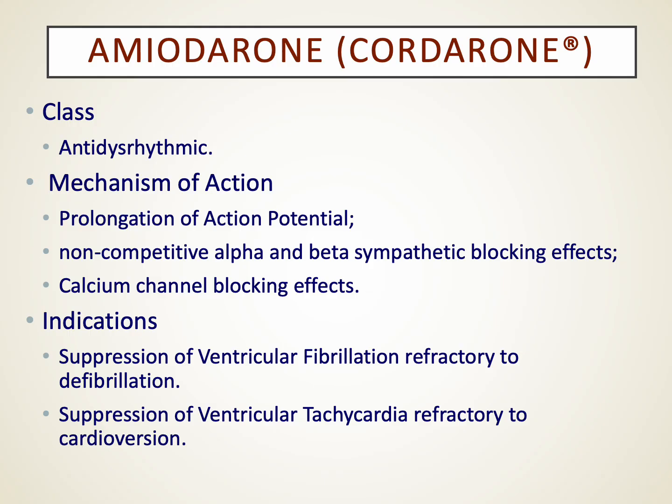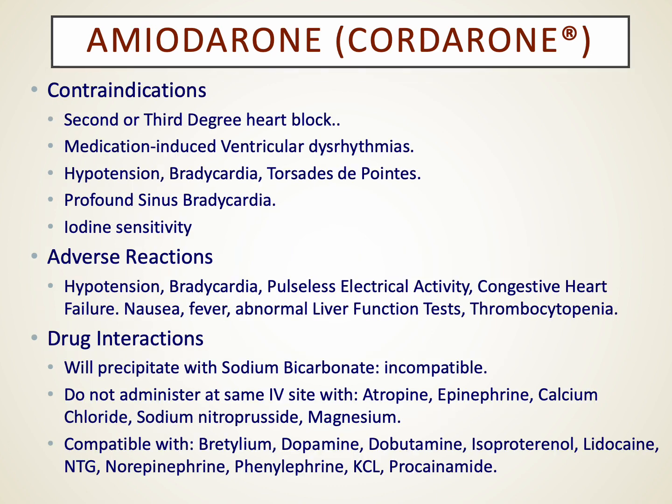So amiodarone is a pretty effective drug at affecting potassium, but it has other subtle effects as well. We'll see it has effect on calcium channels and has effect on alpha and beta effects as well. It primarily is going to be used for folks who have VFib or VTAC, and or folks in AFib, getting them to normal sinus rhythm.